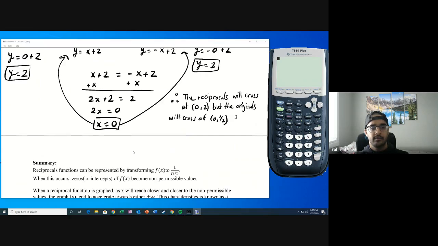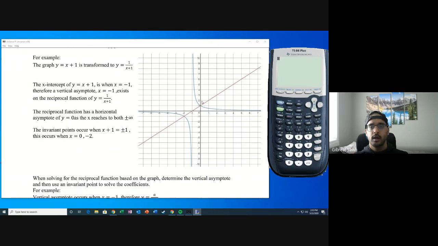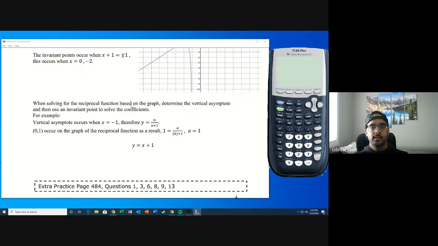Okay, on the back, you've got a little bit of a summary of everything we talked about. So you can see reciprocal functions can be represented by transforming f of x to 1 over f of x. When this occurs, your x-intercepts become non-permissible values. You have all of this information here. It even gives you a completed graph with all of the things we've talked about and how they found them. You even have one more. When solving for reciprocal functions based on the graph, determine the vertical asymptote, then use an invariant point to solve for the coefficient. So there's that a value we talked about again, because again, it could be 1, could be 2, could even be negative, and we saw a little bit of an issue that created for us, but nothing we couldn't handle. So there's that first lesson.